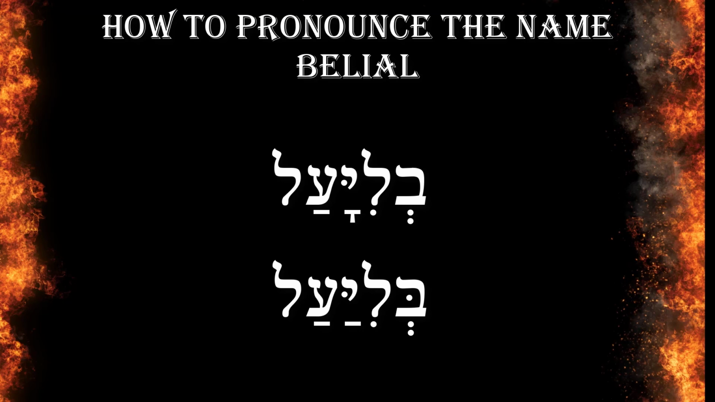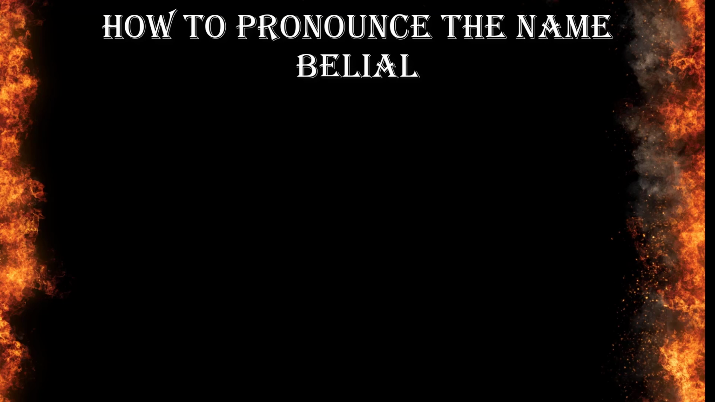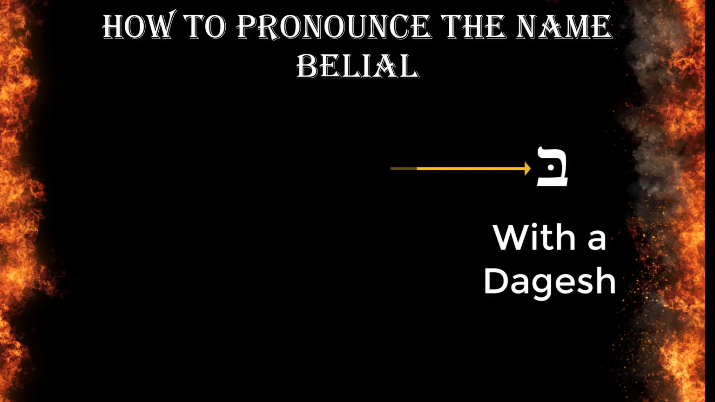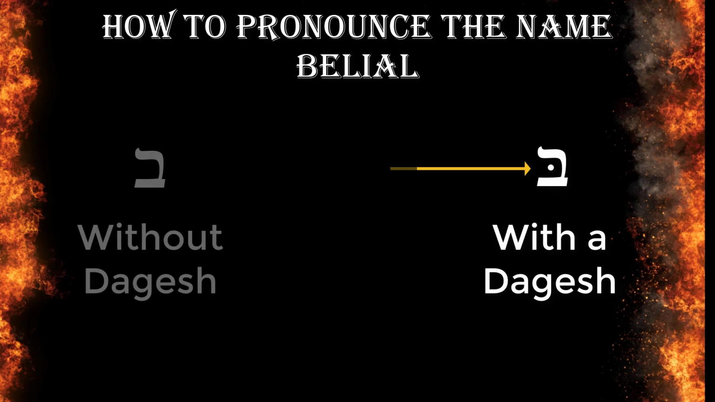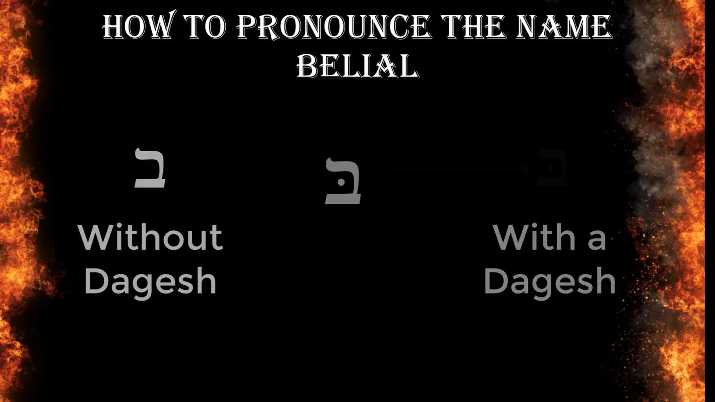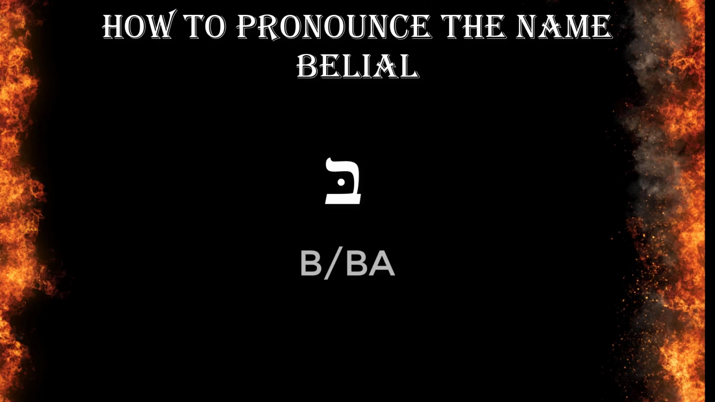Let me explain why the B sound can also be a V sound. The letter bet has two main forms: bet with a dagesh, which is a diacritic mark, and bet without the dagesh. When it is with the dagesh, the sound is B, and thus is called the letter bet. When it is without the dagesh, it is a V sound, and thus is called the letter vet. And by the way, this letter is the second letter in the Hebrew alphabet.